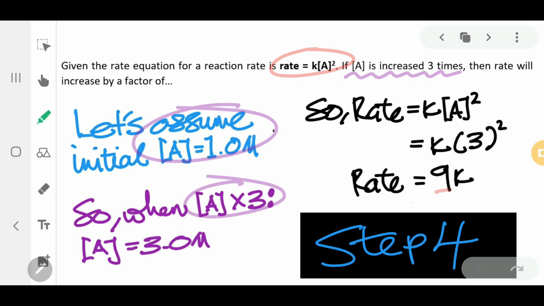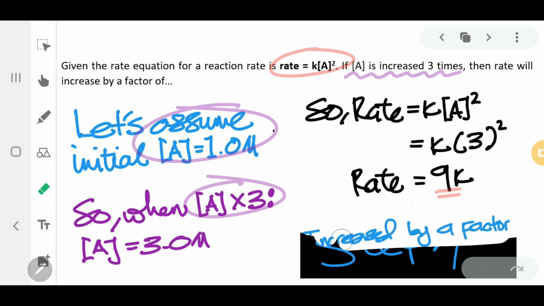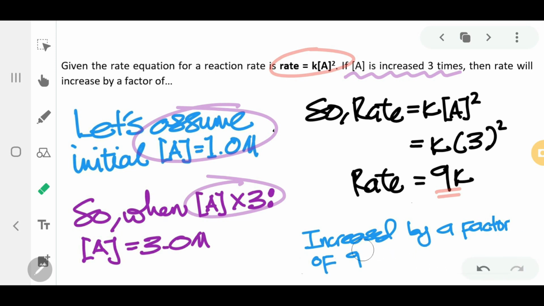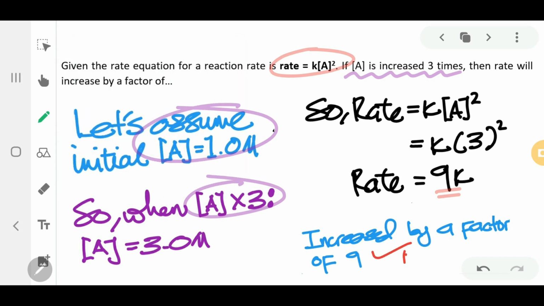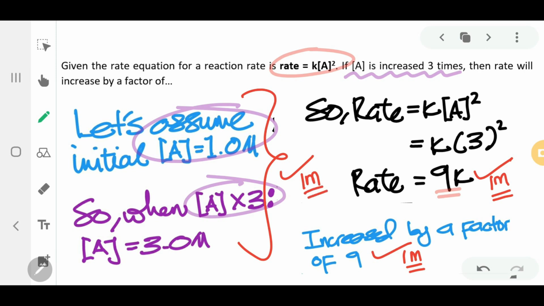When you look at the number 9 over here, that is how much the reaction has been increased. So the reaction is increased by a factor of 9, because you have 9 over there. So this will give you 1 mark for the final answer. You get 1 mark also right there, and this whole thing here, you will get 1 mark.